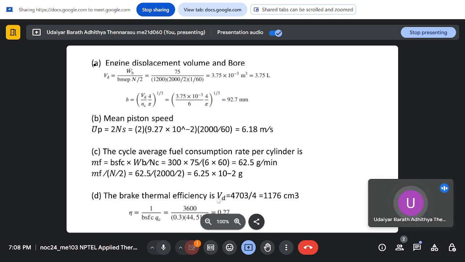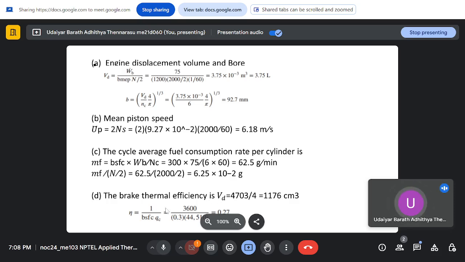So the brake thermal efficiency is, we know displacement volume. So the brake thermal efficiency is 1 by brake specific fuel consumption into the calorific value of the fuel. This is nothing but brake power divided by mass of fuel into calorific value. So brake specific fuel consumption is 300 grams per kilowatt hour. So we divide by 1000 and divide by 3600.